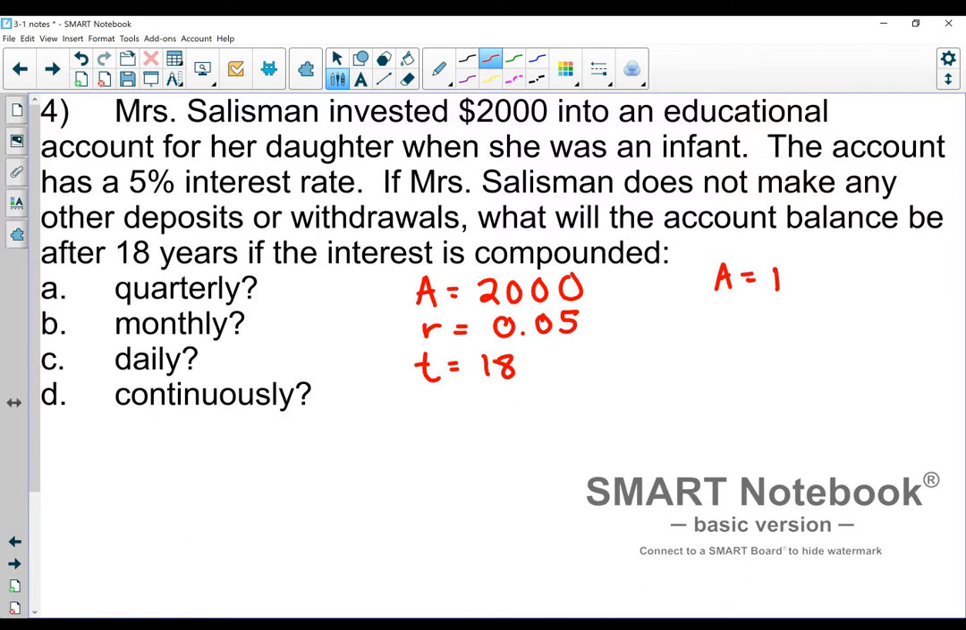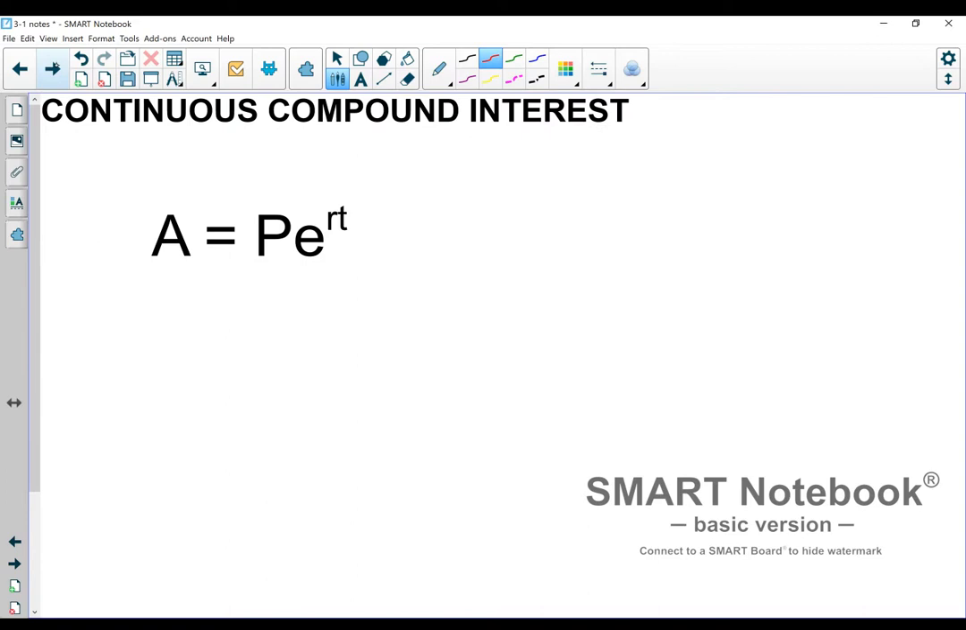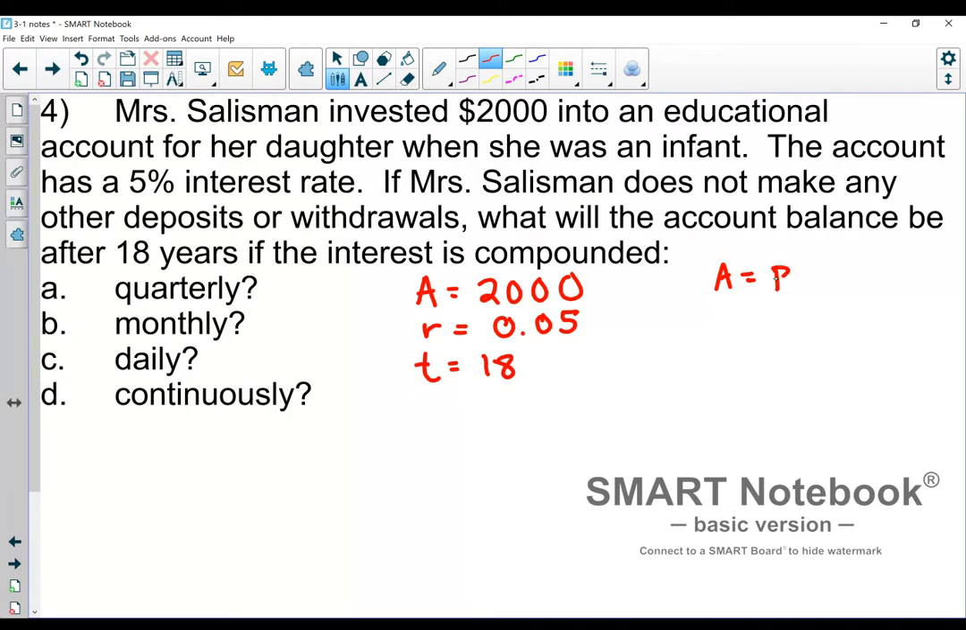Let's do a quick reminder that our formulas are this one, A equals P times 1 plus R over N to the NT power. I usually use P for the principal. The second one is A equals PERT.